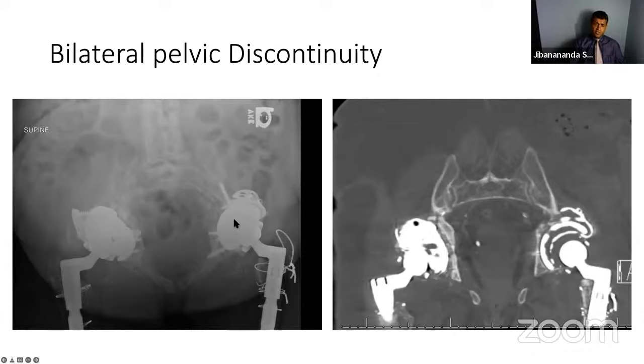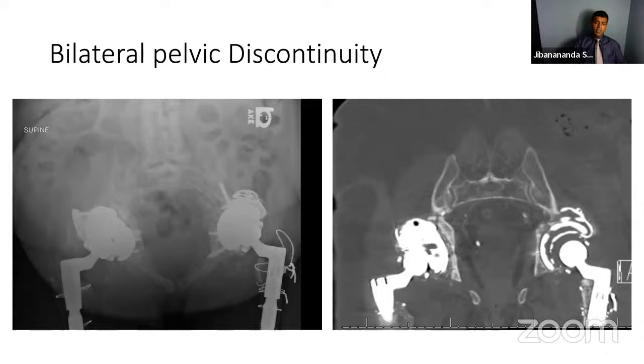We did the same thing on the other side. I didn't have to use two augments on the other side to distract it. But I used a distractor to distract the chronic discontinuity, then applied a large cup and then protected it with the cage. Like I did in the previous case, I cut the bottom end of the cage and then I used a rim screw to hold it to the acetabulum.